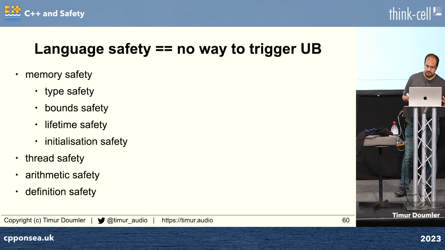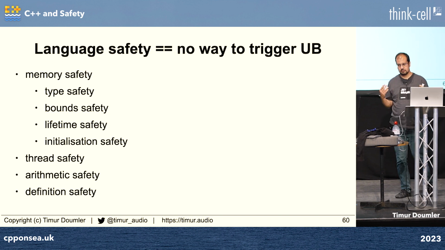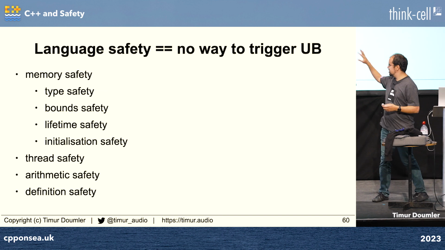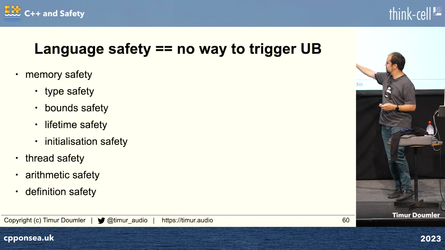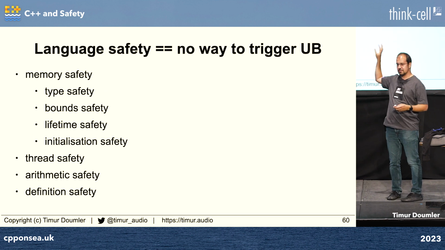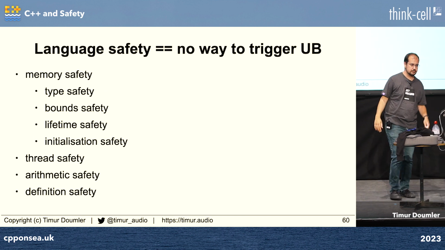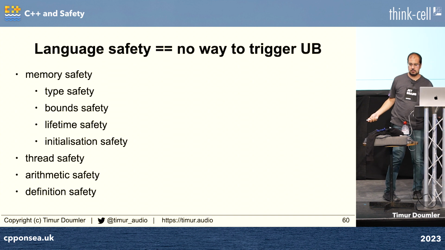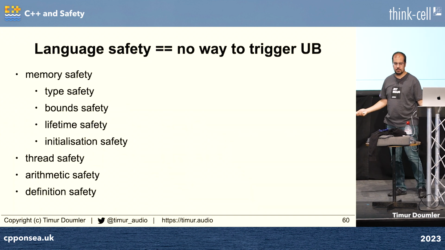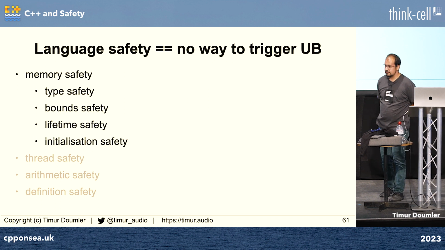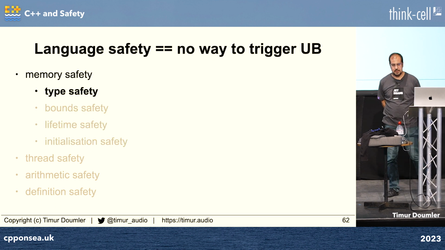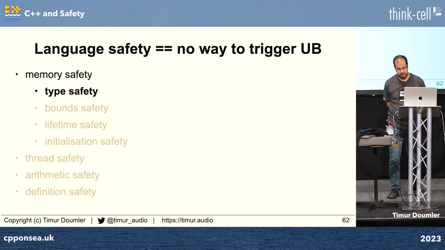Here are all the safeties. And as we know, C++ doesn't have any of those, right? So you can also see this as a rough list of all the different types of undefined behavior that you can get in C++. And so why is it there? And can we maybe get rid of it? So let's look at memory safety first, and specifically type safety. That's a good place to start.